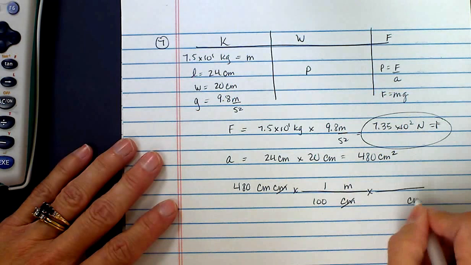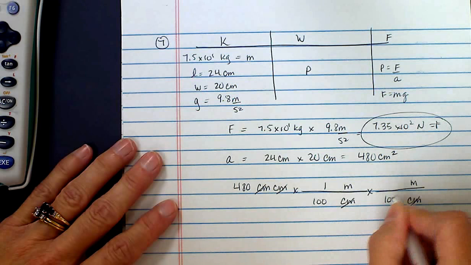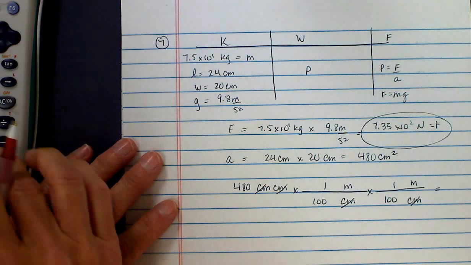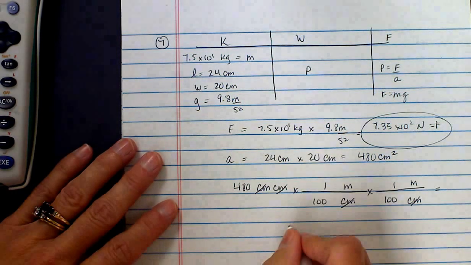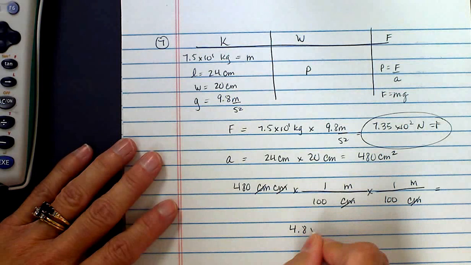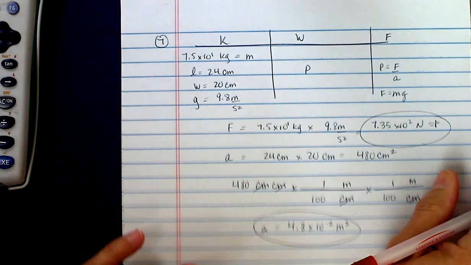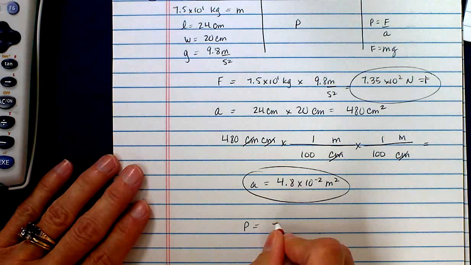Get rid of centimeters, be left with meters. Again, 100 centimeters in 1 meter. So if I take my 480 divided by 100, divided by 100 again, my answer is 4.8 times 10 to the negative 2 meters squared. So that's my area. There's my force. Now it's plug and chug. Pressure is force divided by area.